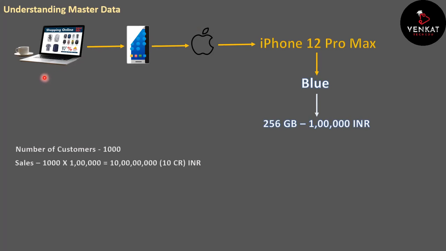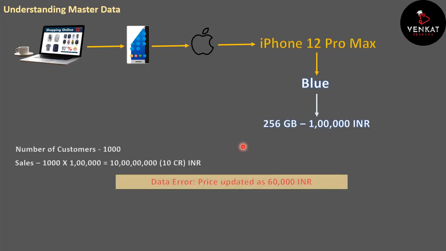Similarly, the same happens on e-commerce portals. Sellers will place the request for the product listing, and then Amazon verifies. Once Amazon validates, then they list the product for the customers. Then if any customer is interested, they see the product and purchase it. Now, let's assume that while entering data, the seller made some error. Instead of 1 lakh INR, maybe the seller updated the price as 60,000 INR.